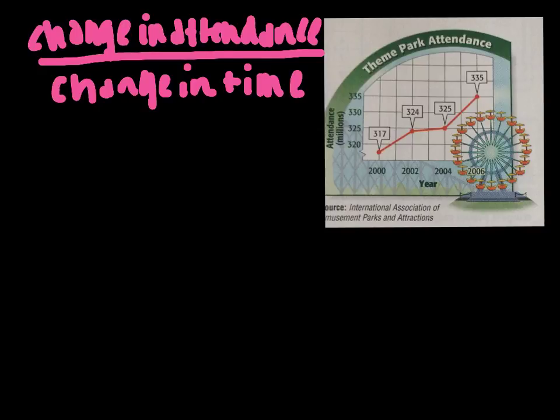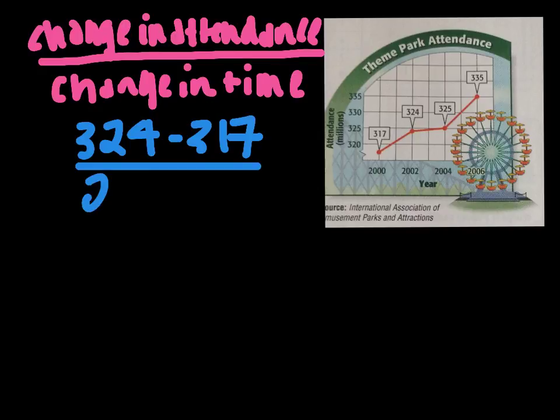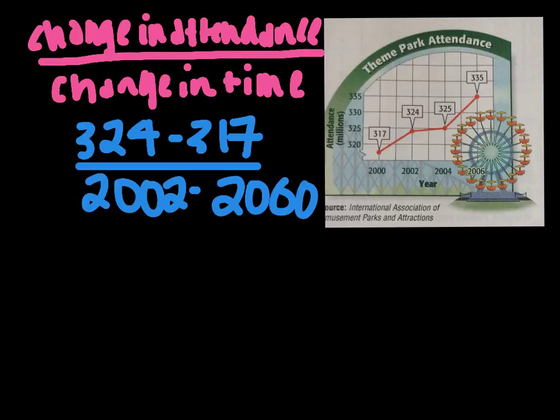So for the first part, 2000 to 2002, we have to put the change in attendance over the change in time. So if we look over there, in 2000 you have 317 million people and then 324 million people. So we have to find the difference. So we'll do 324 subtracting 317, over 2002 minus 2000. That'll be the time. And we'll get 7 over 2, or 3.5. So over this 2-year period, attendance increased by 7 million for a rate of change of 3.5 million per year.